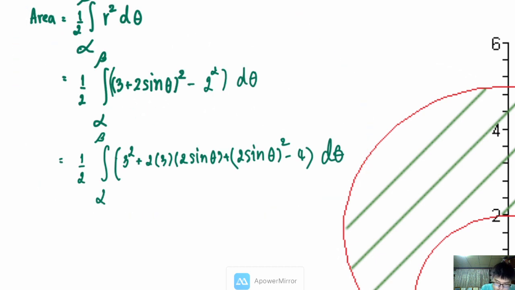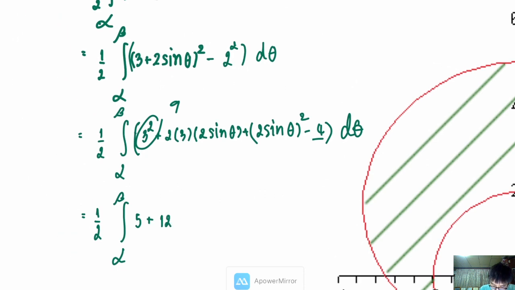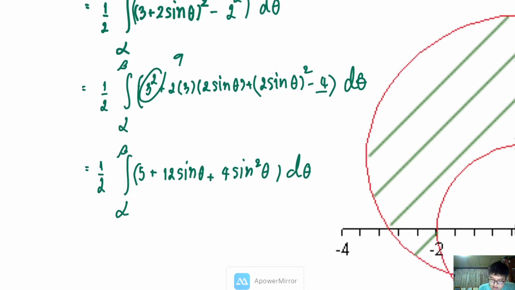This one. And then alpha to beta. This is 9. This is 9 minus 4 is 5. Plus 3 multiplied by 2 is 6, 6 multiplied by 2 is 12 sine theta, plus 2 squared is 4 sine squared theta. Don't forget the d theta because it's very important.